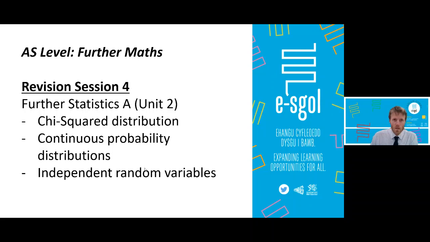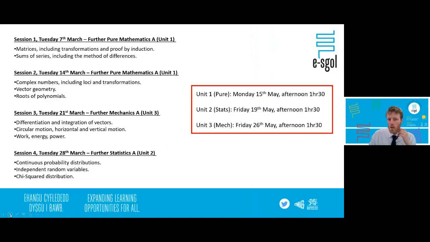Okay, let's get started. So we're going to look today at statistics. And because I've got limited time, I've chosen these topics, 3 topics: the chi-squared distribution, continuous probability distributions, and independent random variables. Now, the statistics module is Unit 2, so Friday the 19th of May.